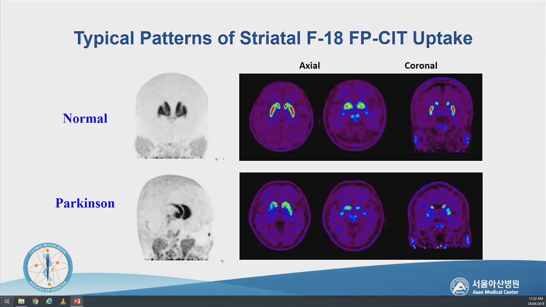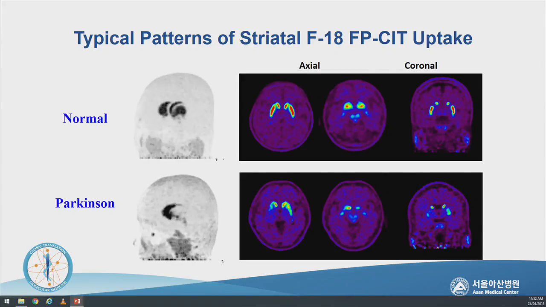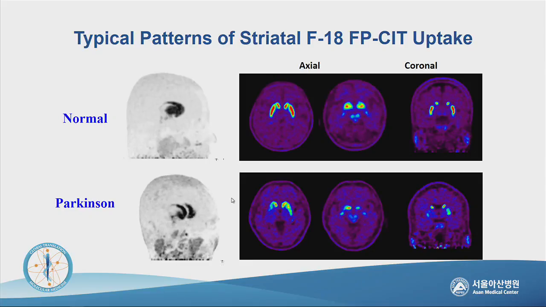Before starting the case review, I will remind you of a typical FP-CIT uptake finding in a normal scan: the axial and coronal images, and the axial image at the midbrain level. As you can see here, there is diffuse caudate and putaminal uptake, and at the midbrain level, uptake in the bilateral substantia nigra, and serotonin uptake.